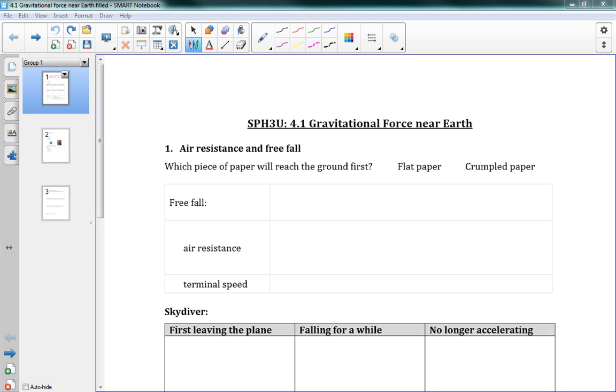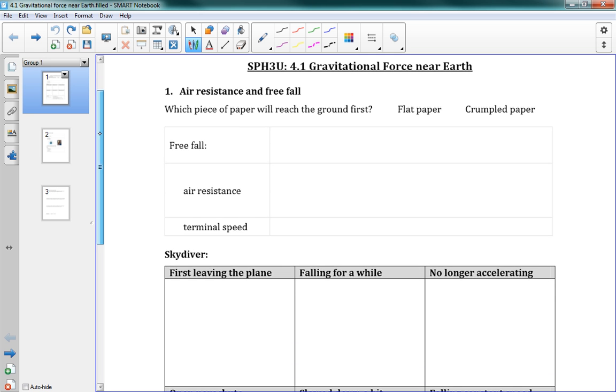Hello class! So this lesson is 4.1, Gravitational Force Near Earth. Now, you already know something about gravity. It's what makes things fall towards the Earth.